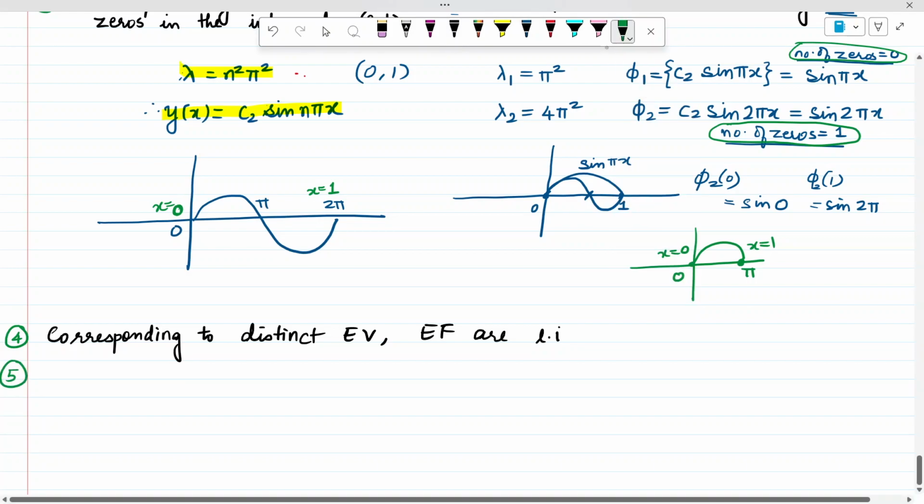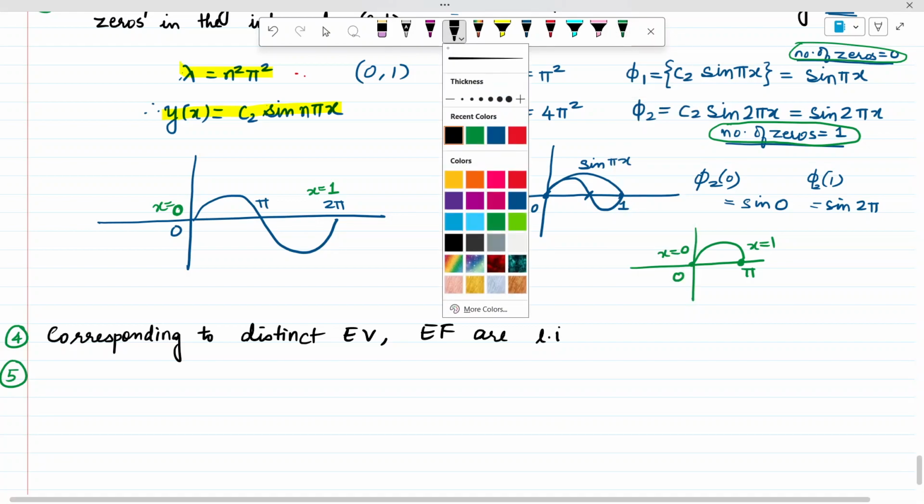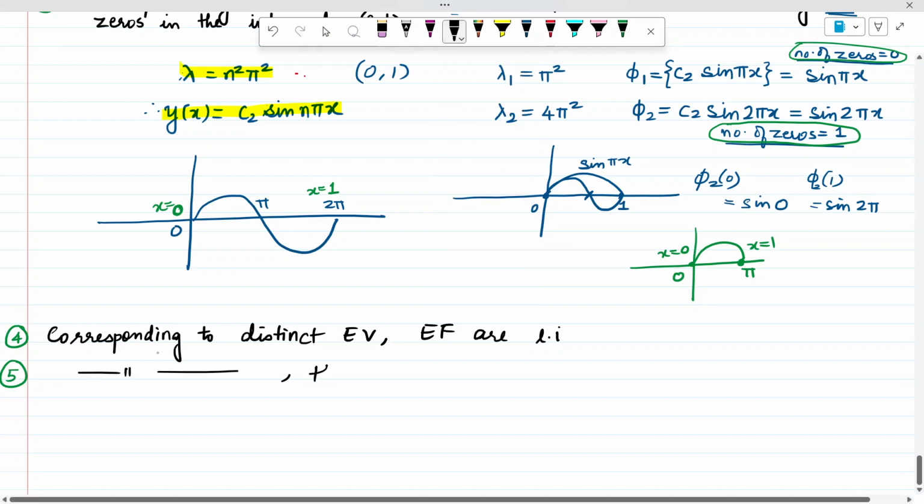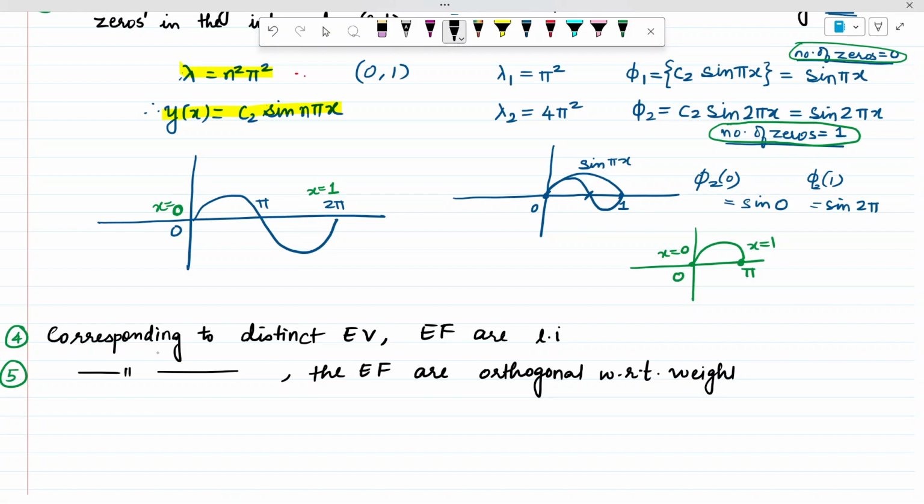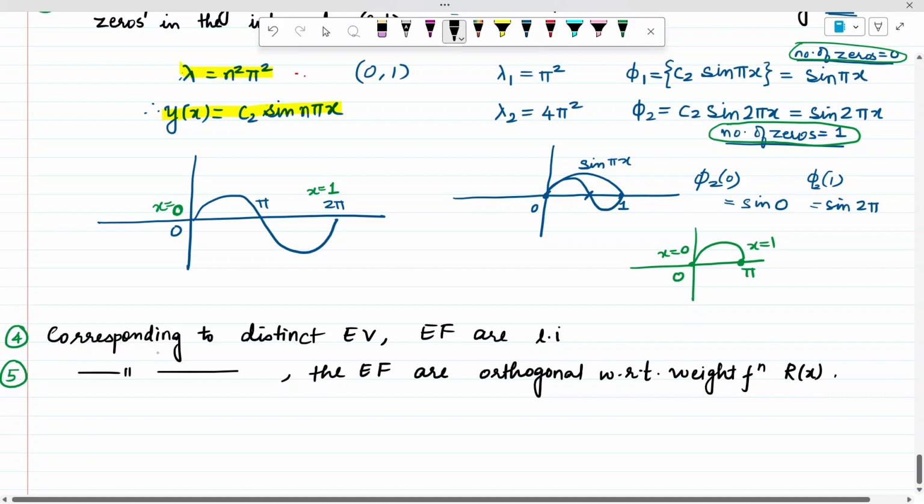And the last property, again corresponding to distinct eigenvalues, the eigenfunctions are orthogonal with respect to the weight function capital R of x. I hope all the 5 properties are clear now with everyone. These are the properties of SLP.